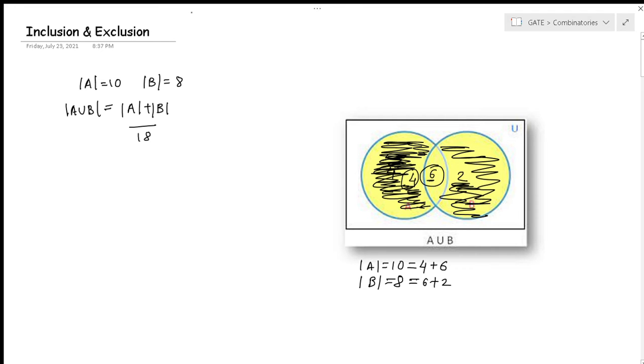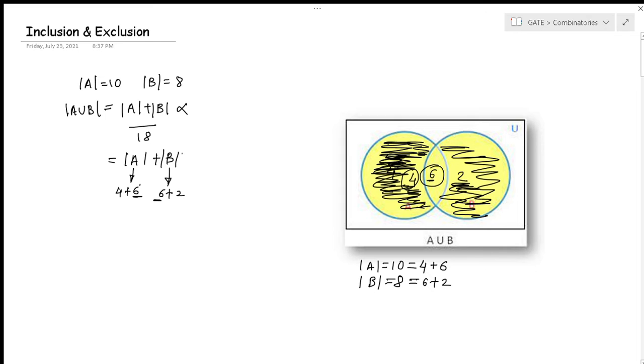So why is this approach wrong? When I am adding the cardinality of set A plus set B, I am adding 4 plus 6, and for B I am again adding 6 plus 2. But now we know that this 6 occurred only one time. So what mistake are we making here? We are adding it two times because it's shared between A and B.